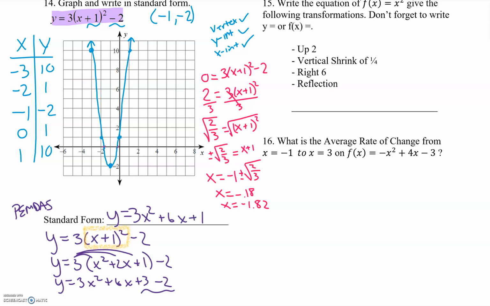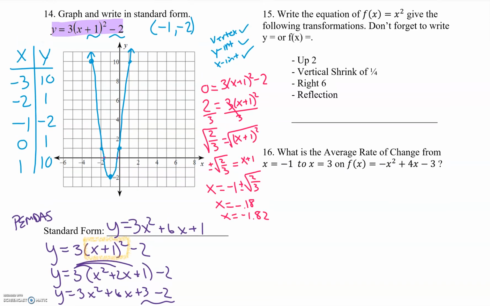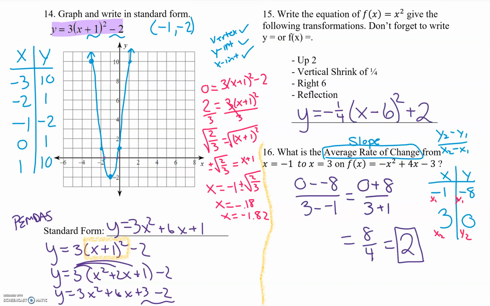All right, so I want you to try to do number 15 and 16 right now on your own, and then come back and check them with mine. So go ahead and pause it. All right, so number 15, you needed to make sure that it was in vertex form, and your A should be a -1/4. That accounts for the vertical shrink of 1/4 and the reflection. Then inside the parentheses should be an x minus 6, which accounts for moving it to the right 6. Remember, that's the opposite sign. And then the plus 2 at the end represents going up 2.